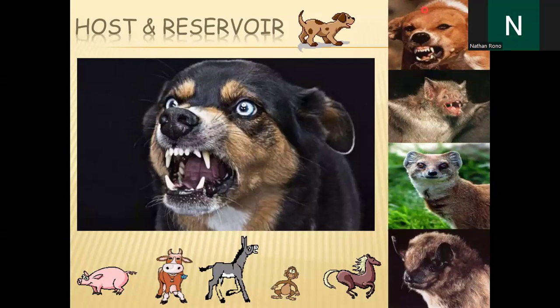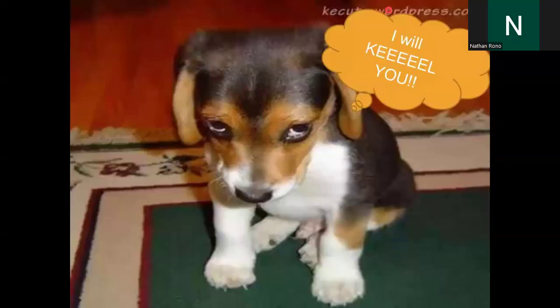Coyote. It looks like a coyote. It's a mongoose. We've heard of the mongoose. Yeah, so those are other reservoirs apart from the dogs. So this animal can kill you. Beware. This cute puppy can kill you.